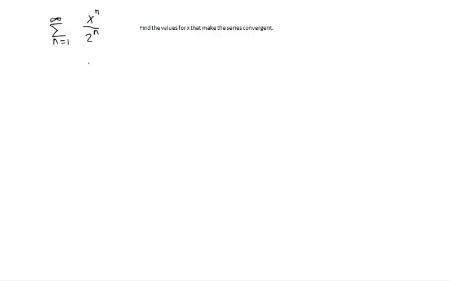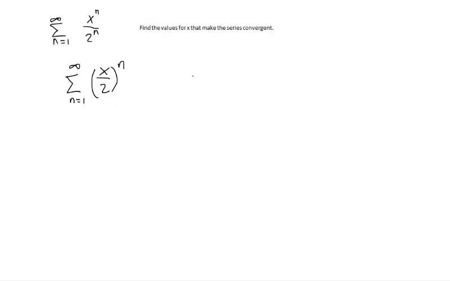And the last example I want to look at is finding the values for x that make this series convergent. Here we have a geometric series. We have the sum from n equals 1 to infinity of x^n divided by 2^n. And we can rewrite this as (x/2)^n.